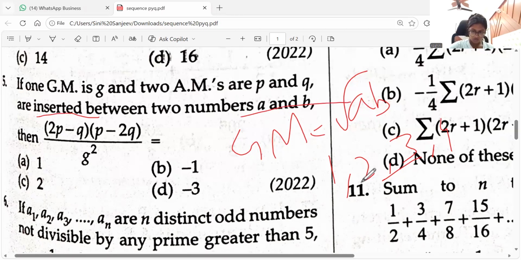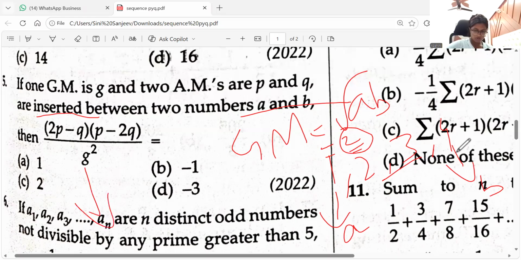Between two numbers A and B, A is 1 and B is 4. Root AB, meaning root of 1 into 4, is 2. That's it. Geometric mean is 2 only. So this G is equal to 2.